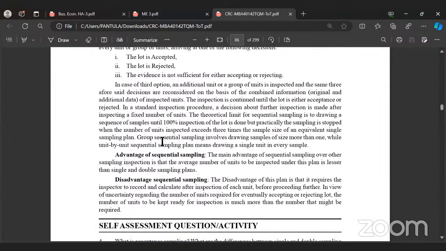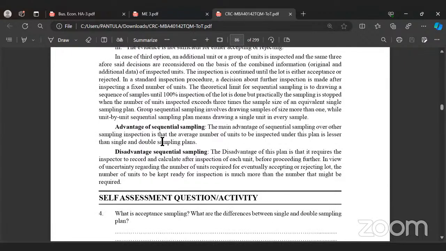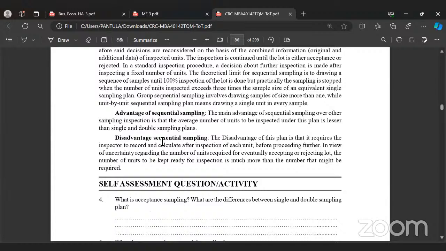A group of units is inspected, three or four sets, considering the combination. So here, the advantage of sequential sampling.